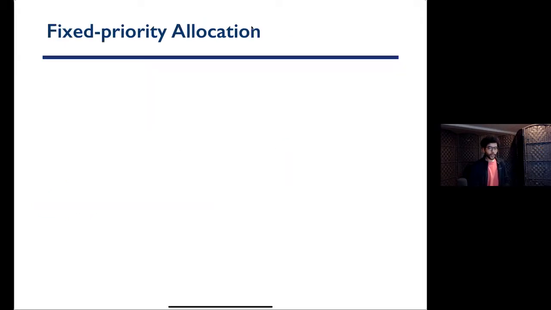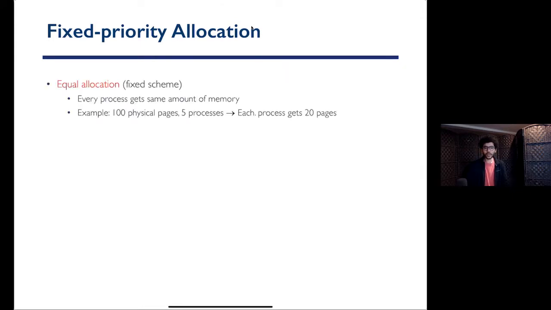Now, one way of allocating is through fixed priority. We're going to assign priority to our tasks, to our processes, and then allocate memory based on their priorities. The first option is to give everybody the same priority. So everybody is the same. This leads to equal allocation, obviously, right? So if everybody is the same, then everybody gets the same amount of memory.